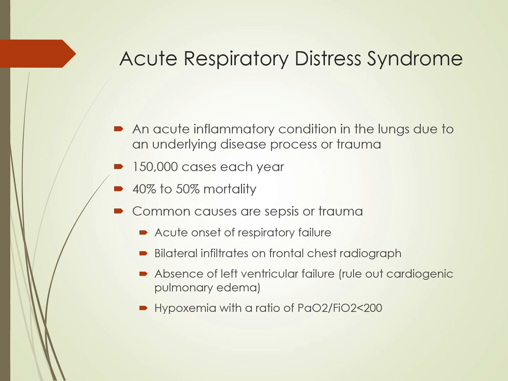And the clinical setup is that you get an acute onset of respiratory failure. Your X-ray will show bilateral infiltrates. You have to rule out left ventricular failure to make sure it's not cardiac pulmonary edema, and the PF ratio is less than 200. These are all the signs of ARDS.